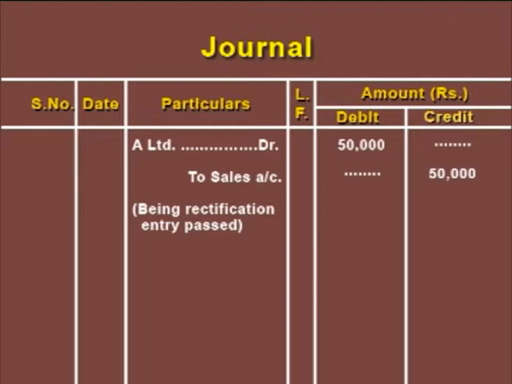If you closely observe this rectification entry, you will understand that this entry is exactly the same as the entry passed at the time of credit sale of goods to A Limited. It implies that in case of errors of total omission, the rectification entry will be exactly the same as the original entry that would have been passed had the transaction been properly recorded. But the same will not be the case in errors of partial omission. Now, let us have more examples.